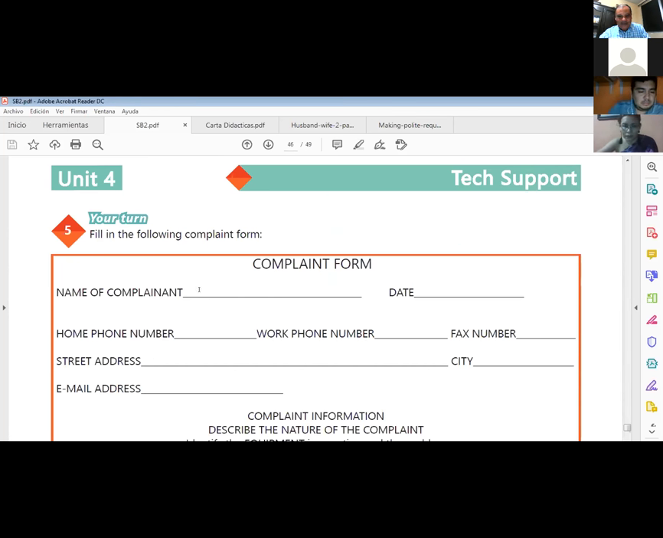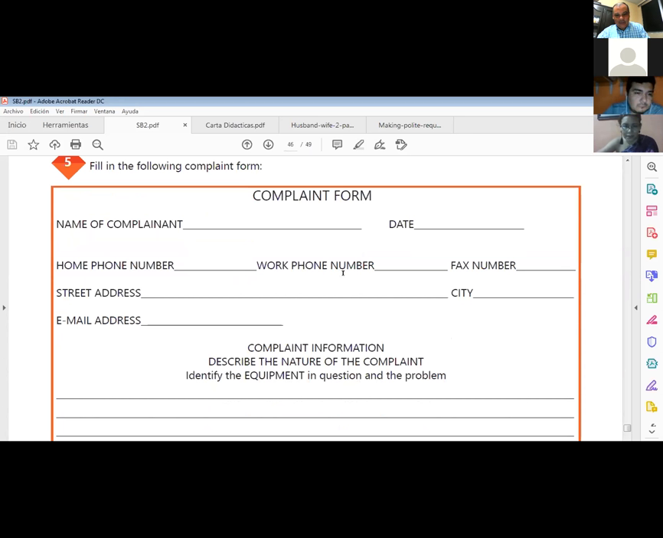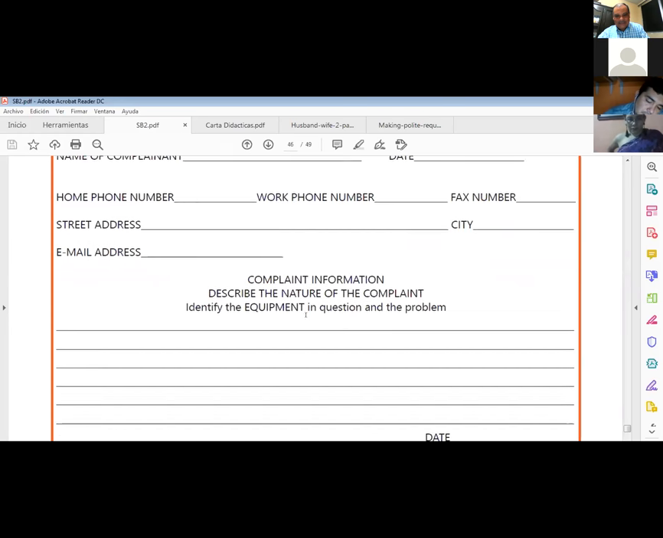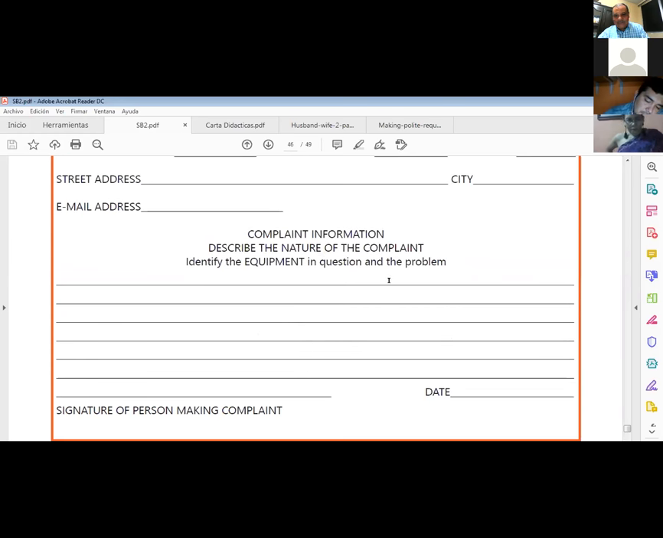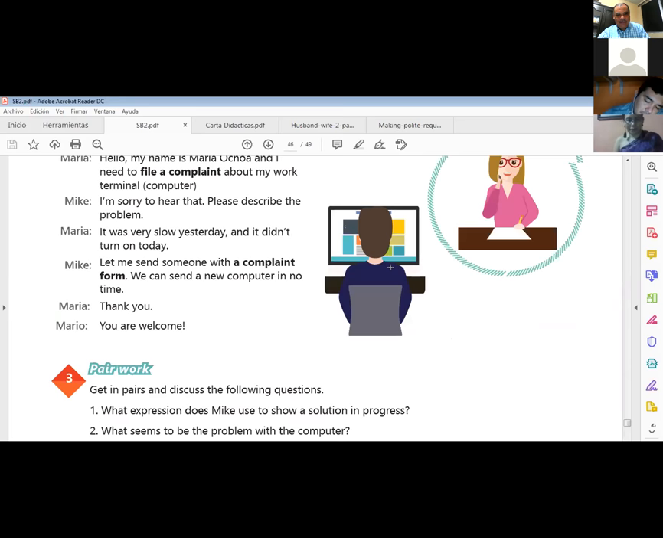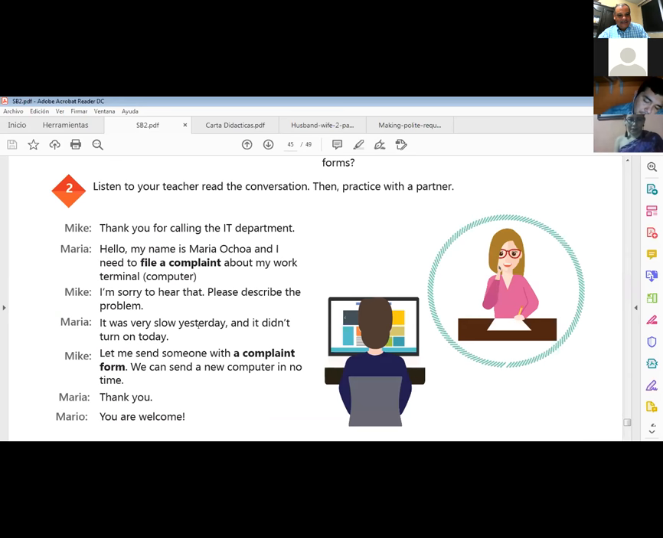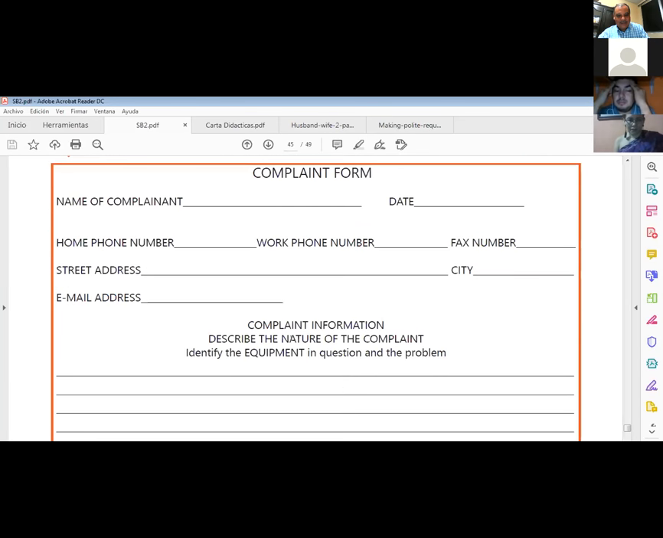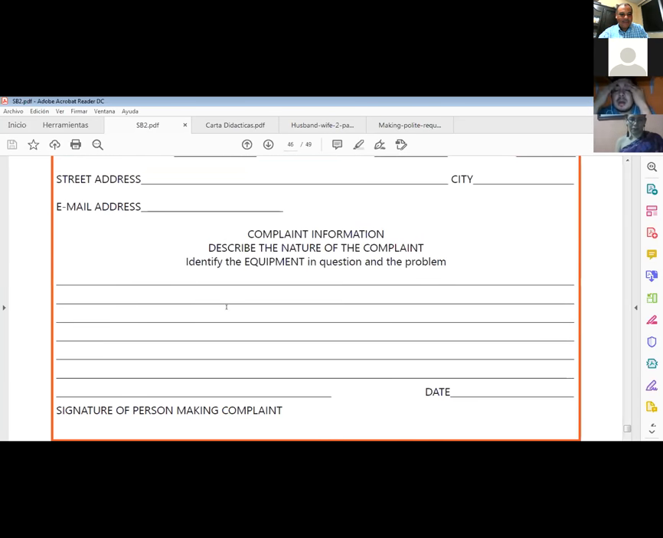Edenilson Garcia, Francisca Edelmira Guillén, okay? And the date, okay? Home phone number, work phone number, fax number, street address and city, email address, and describe the problem, okay? Like the problem here is, it was very slow yesterday and it didn't turn on today, okay? So that is the problem that you are going to write right here. Describe the problem and you write the problem.